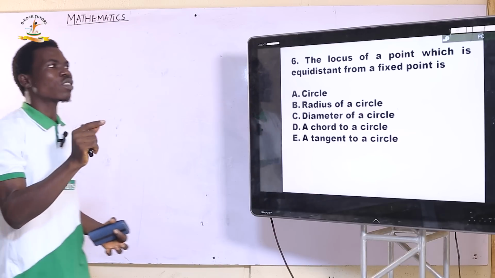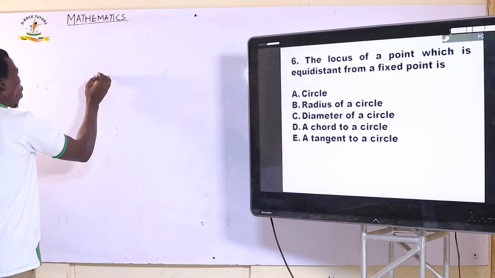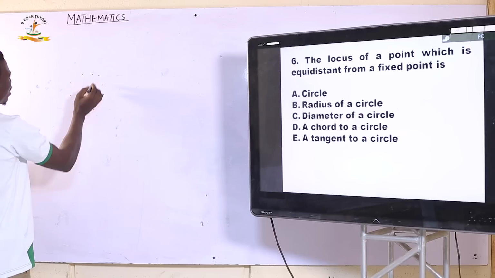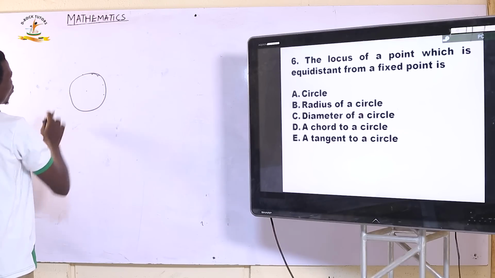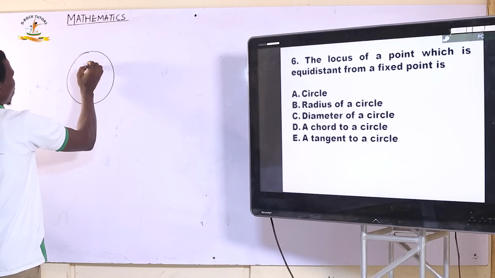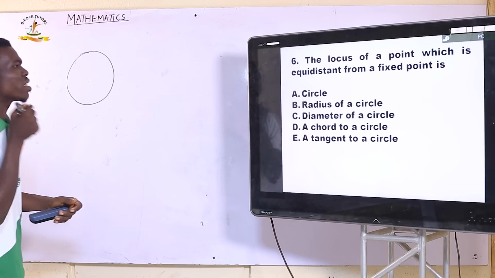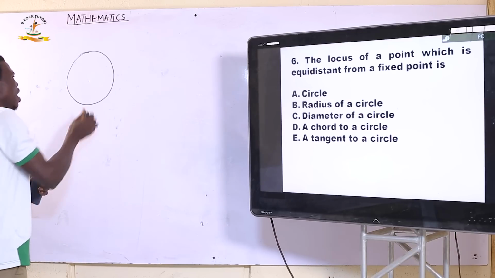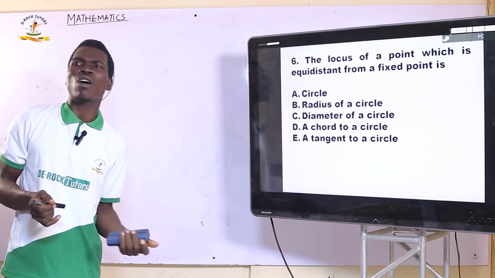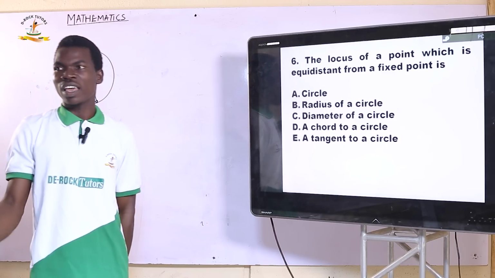So it says the locus of a point which is equidistant from a fixed point. So if you have a fixed point and there is a point that is always the same distance from that point, and you keep asking yourself, this looks like what? It looks like a circle. So it's going to be a circle. Let me draw a better circle here. It's going to be a circle with a point, but however, it moves at equidistant from a fixed point. This is a fixed point. One thing that can do this is the radius of a circle. So the answer is the radius of a circle. So the right option here is B. Let's go to the next question.